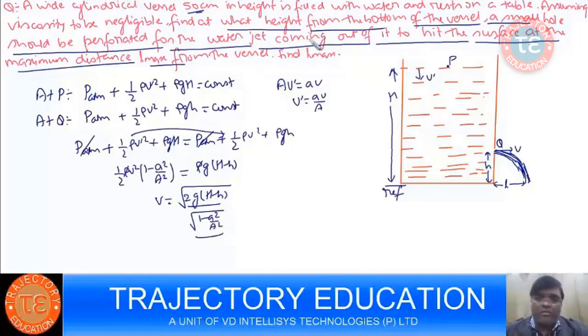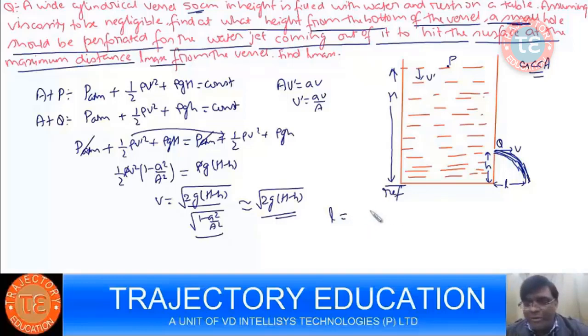and of course nothing is written, small hole, so I can assume the A to be very small compared to capital A. So this is 2g capital H minus small h. This is the velocity. And what is L? This is the velocity with which water comes out, right?